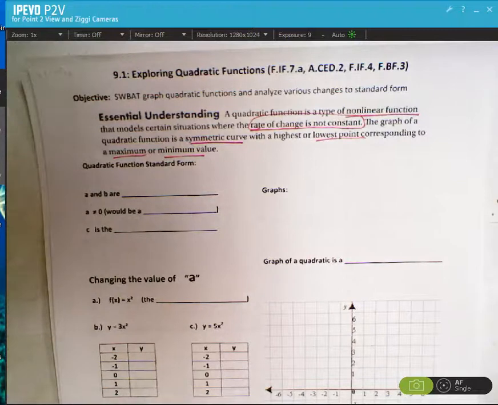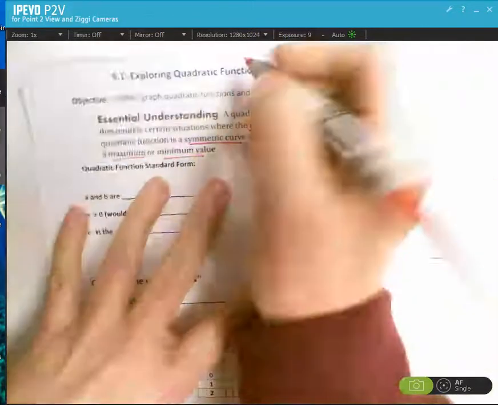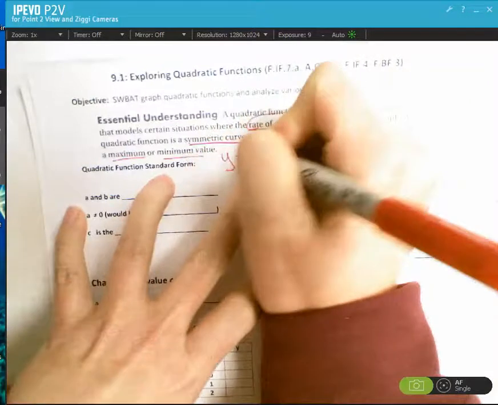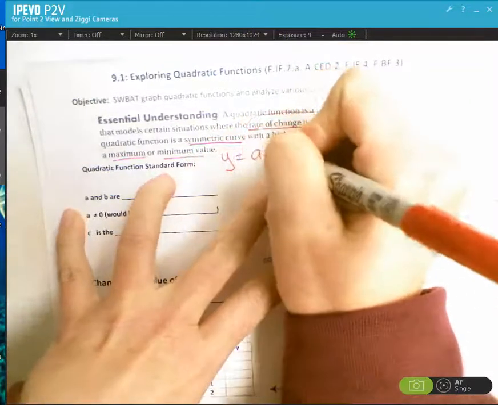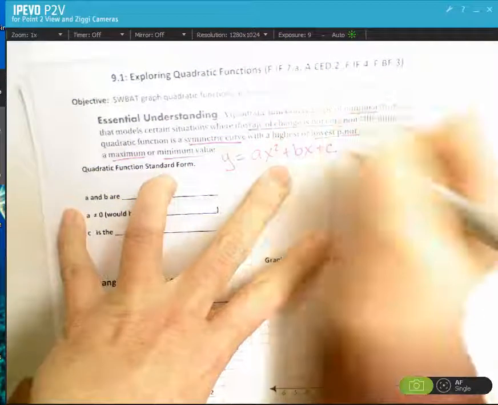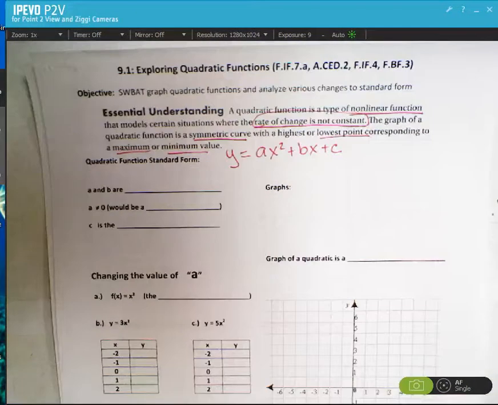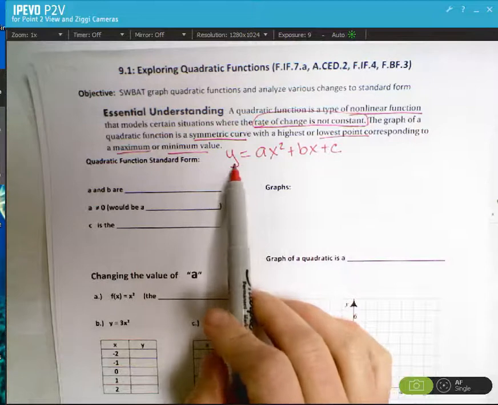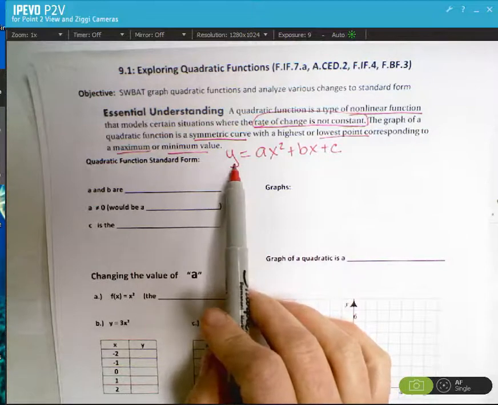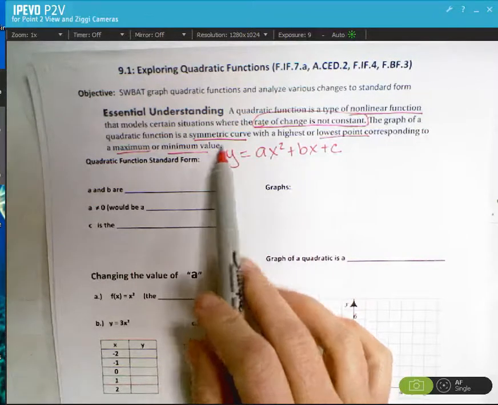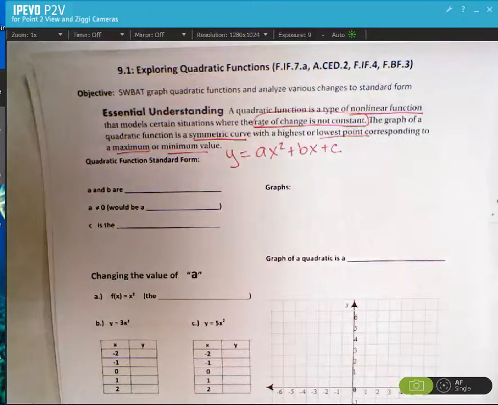vocabulary. The quadratic function in standard form is y equals ax squared plus bx plus c. So we're already familiar with that form. We've been factoring it for the last few weeks. Sometimes you will see f of x instead of y. It means the same thing, just means that it's a function. And quadratics are a function because they pass the vertical line test.